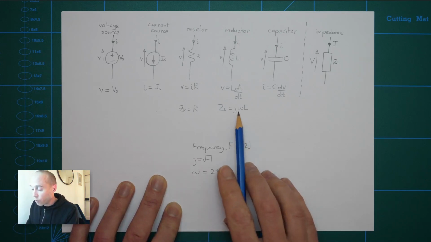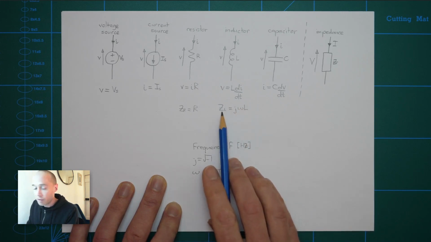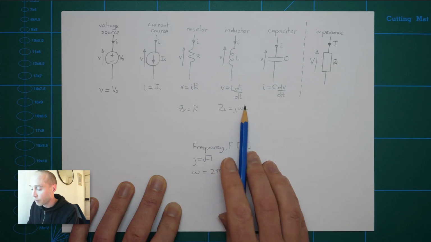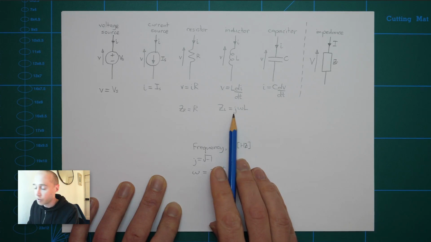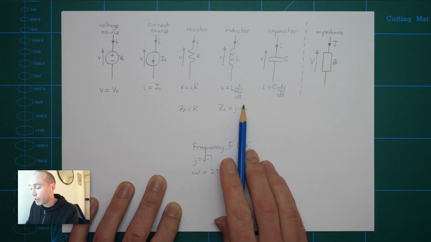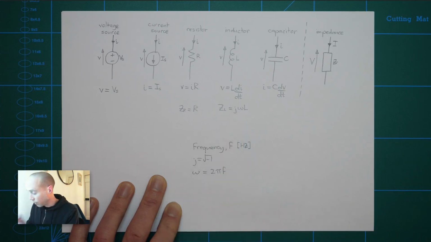So the formula that I have here, J omega L, we can see firstly that the impedance of an inductor is an imaginary number because it's two real numbers multiplied by the square root of -1. It also depends on frequency. So how much an inductor impedes the flow of electric current depends on how fast that electric current is oscillating. So the impedance depends on the frequency.